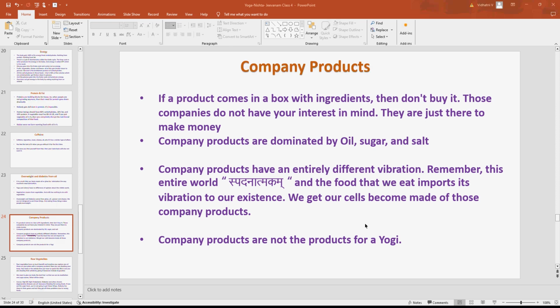Nothing. So if you eat a raw tomato or a raw vegetable, it has so much nutritional value. Okay. So when you eat company product, you're actually cheating yourself. You're cheating your body.